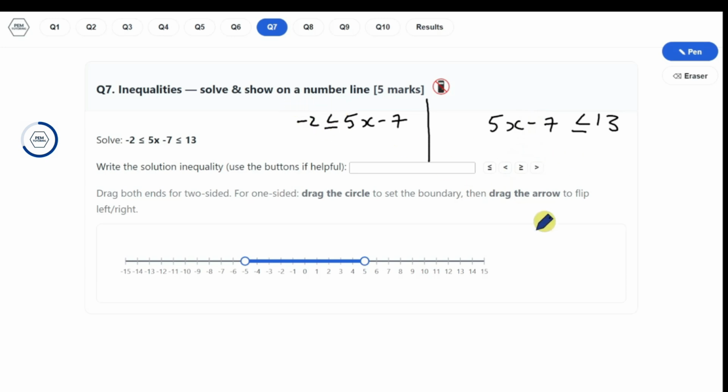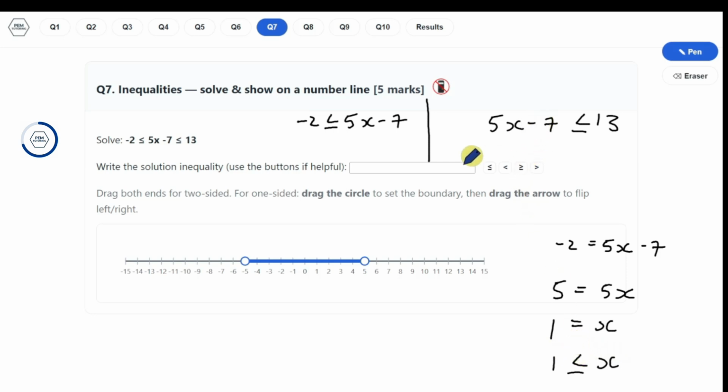So for this inequality here, I have minus 2 equals 5x minus 7. So if I add 7 to both sides, I'm going to end up with 5 equals 5x. And I now divide by 5 on both sides, so I end up with 1 equals x. So then I put that inequality back in, so we're going to end up with 1 and x. So therefore, one solution to this is x is greater than or equal to 1. So this is our first solution.